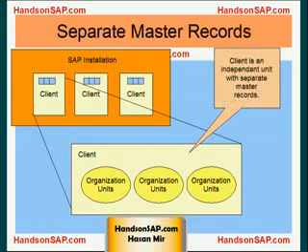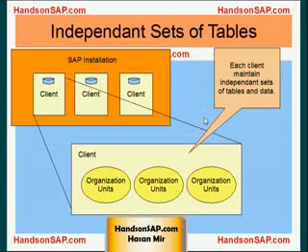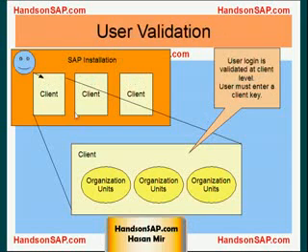Now, each client maintains its own master record, okay, in the database. Not only that, it maintains its own sets of tables in the database. Okay, so data is really segregated at the client level. When a user logs into the system, the user login is validated at the client level as well. So the user must have an entry in the master data at that client.